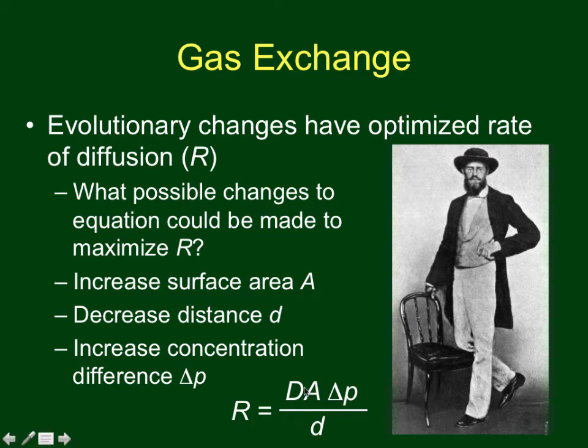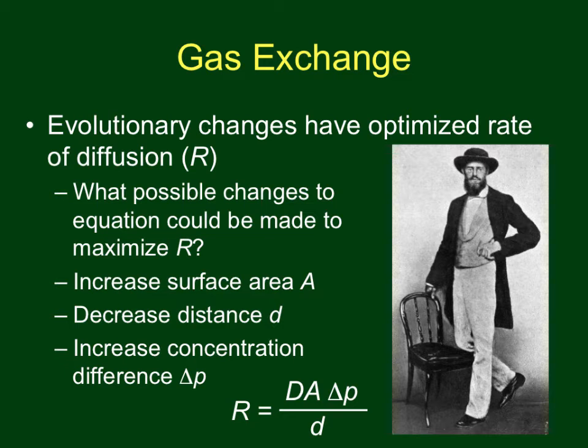Incidentally, the big D in this equation is a diffusion constant, and that differs for the different gases, but as far as living things are concerned, we really can't do a whole lot to mess around with the big D value. That's a set number, a physical constant that differs depending on which of the gases you're looking at.